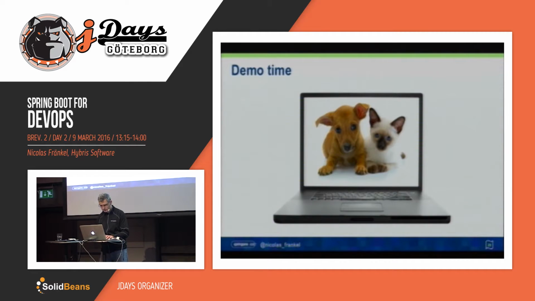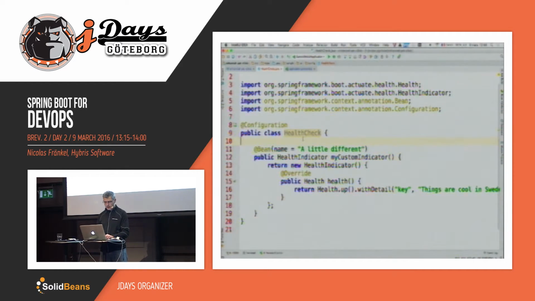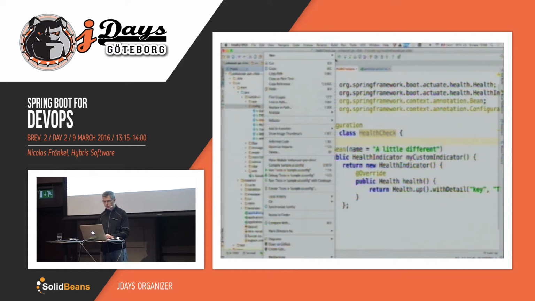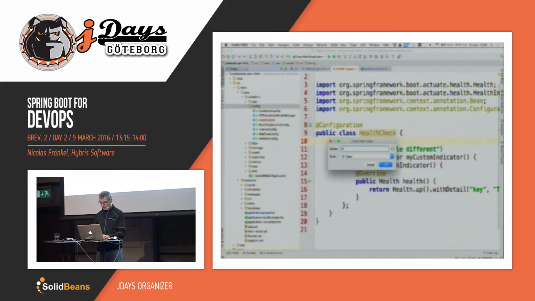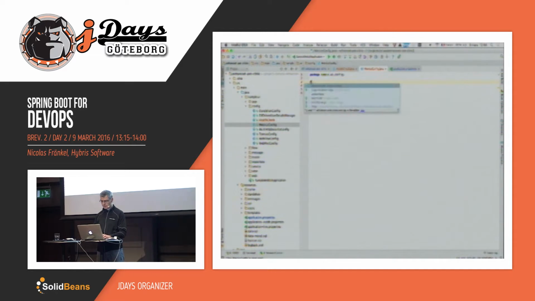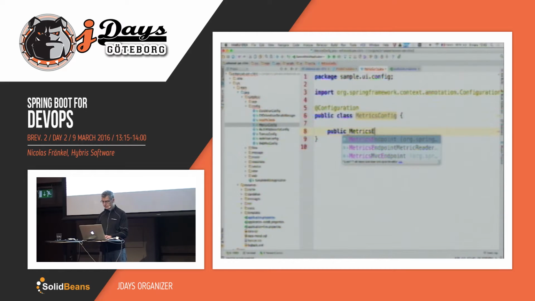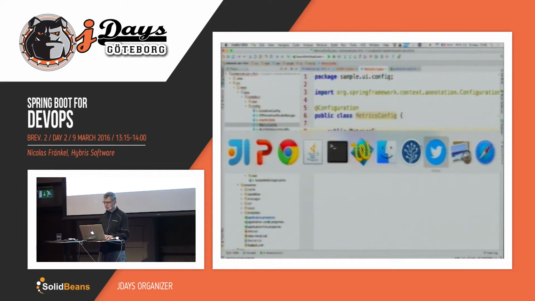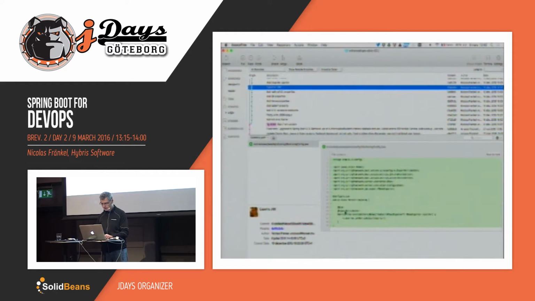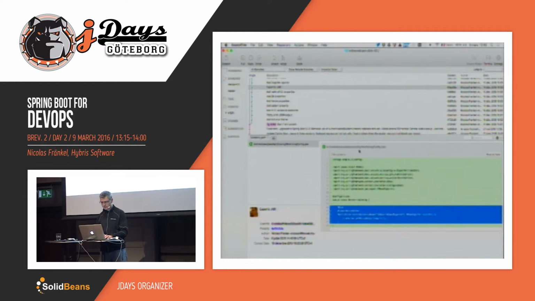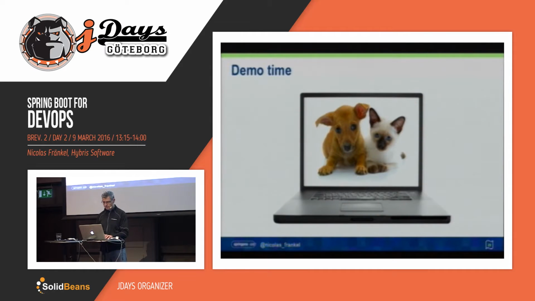Demo time. Since I want things to be decoupled, I will create a new metrics config. Better. And here I must have, I think, a metrics exporter. And when you don't remember, you ask GitHub, hey, GitHub, please, just give me the stuff that I need. Very convenient.